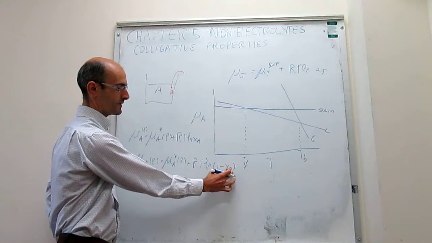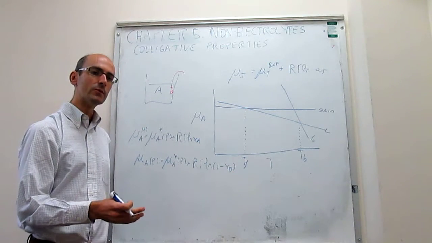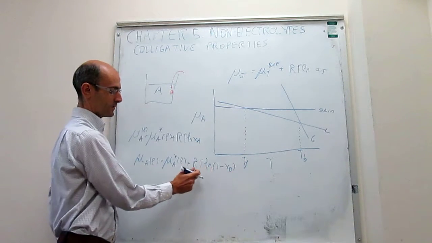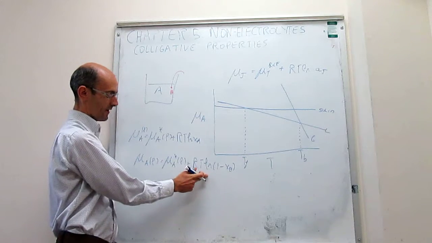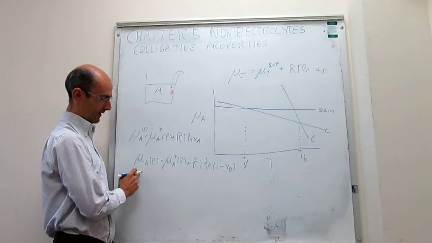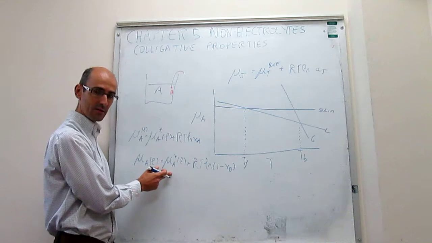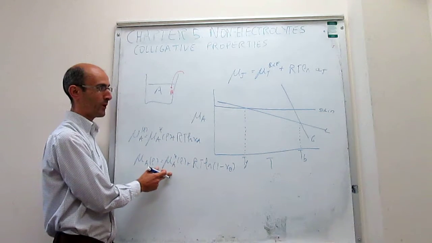Notice that this parenthesis is going to be a number that is always between 0 and 1, which makes this natural log negative. Okay, so all of this correction is going to be negative, and then what I have right here is that the chemical potential when I mix some solute is going to be smaller than the chemical potential of the liquid when pure.